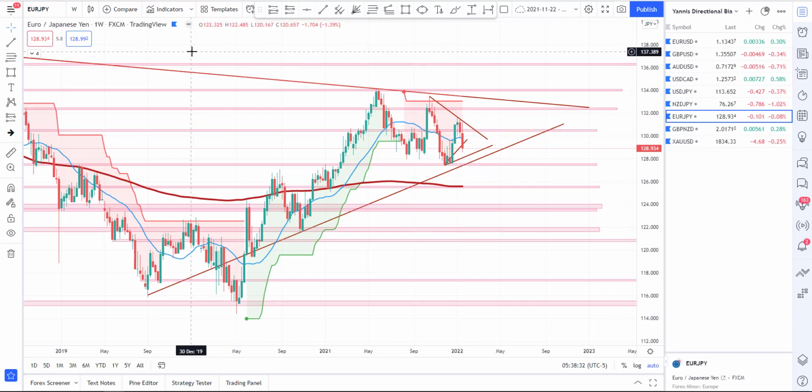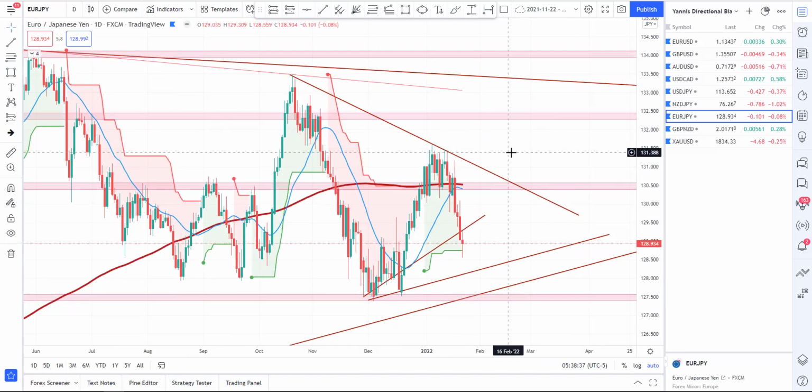Dropping down to the daily time frame, we can see that the pair has created here a lower high, and I'm using that as a trend line, and the pair has also dropped and closed below that trend line that I drew here, and it's now flirting with the next ones. This one is the bigger one coming from the weekly time frame, and this is obviously the 127.50, a key resistance area on the way down for that pair.